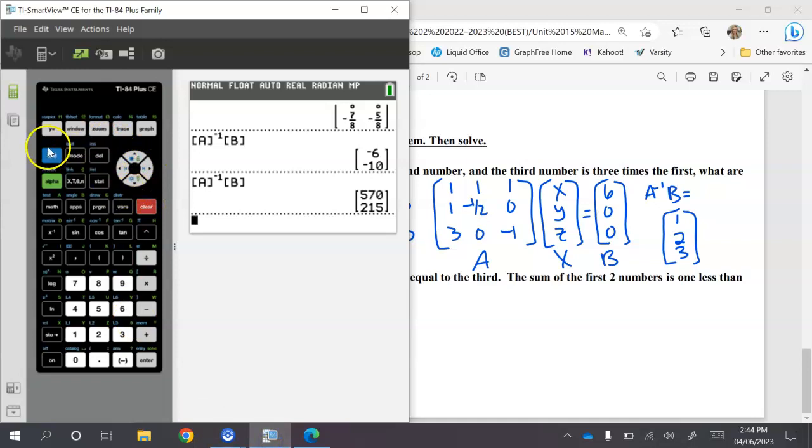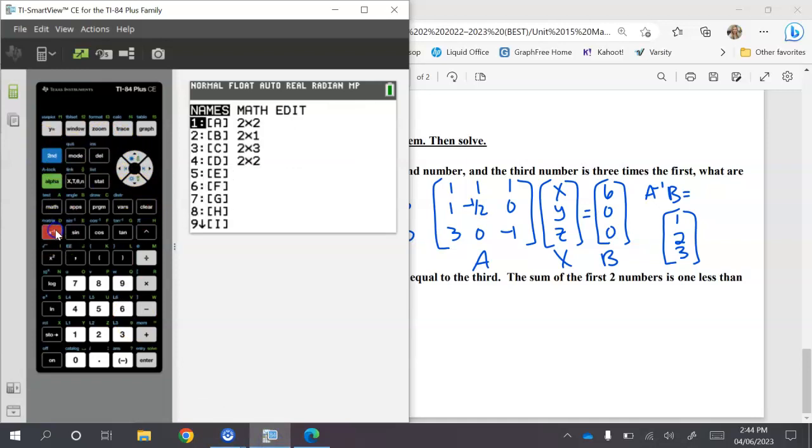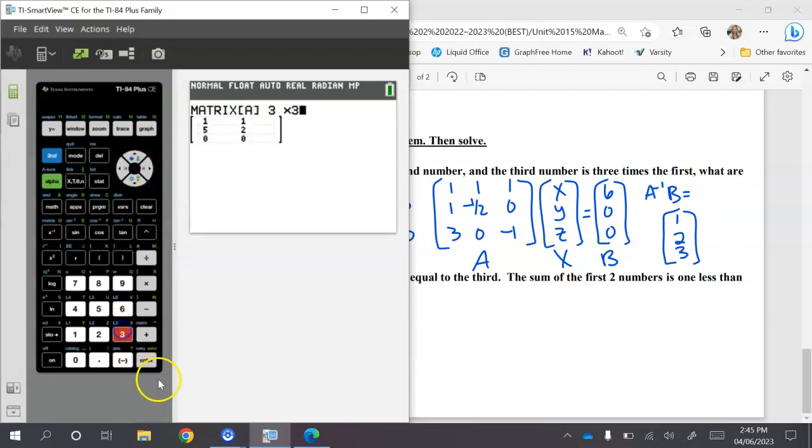This is the last one I'm going to show you because we haven't done a 3x3 yet. So I'm going to go in here, go over to edit. My first matrix is now a 3x3, so I'm going to change my dimensions, and it's going to be 1, 1, 1. My second row is 1 and 1/2. Yes, you can put fractions in here. 1 divided by 2 is 1/2. We got 0. My last row is 3, 0, and negative 1.